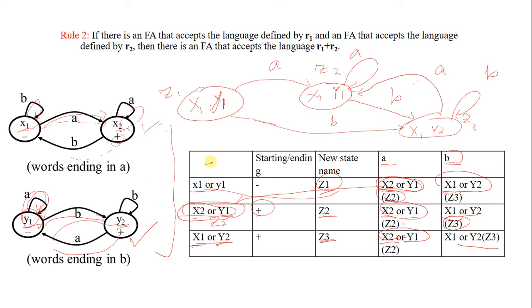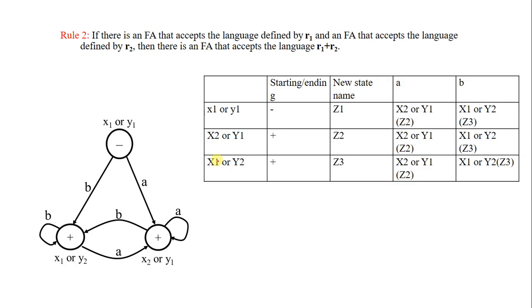On the next page, this is a clean form of that. This is z1, this is z2, and this is z3. So that is rule number 2. To practice this rule, there is an exercise for you.